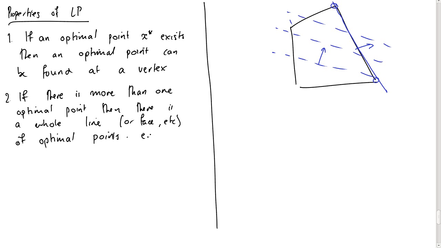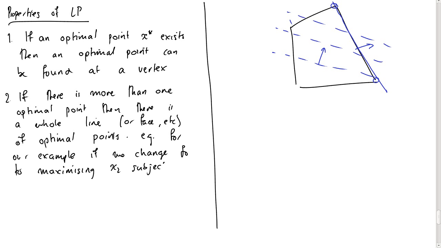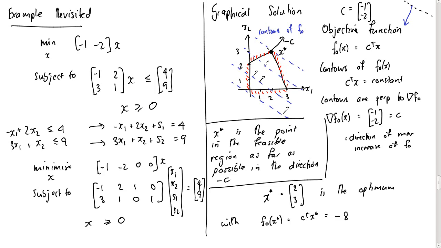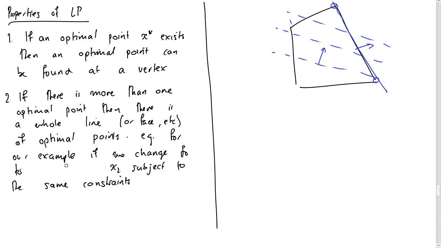So, for example, for our example, if we change f naught, the objective function, to minimizing x2, subject to the same constraints, okay, so we'll look back to our picture. Minimizing x2, subject to the same constraints. Sorry, I mean minimizing, not maximizing. So if our objective function was instead minimizing x2, like going as far as we can downwards, then any point along the line OU was going to be optimal. So that should be, sorry, minimizing, not maximizing.